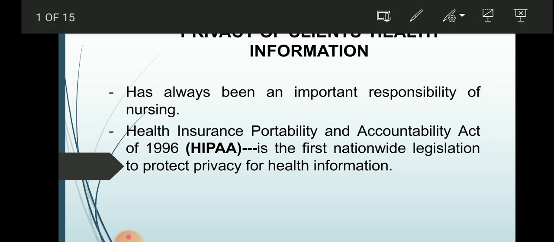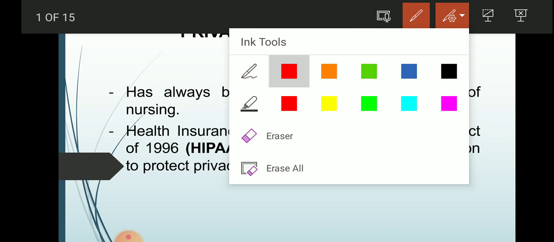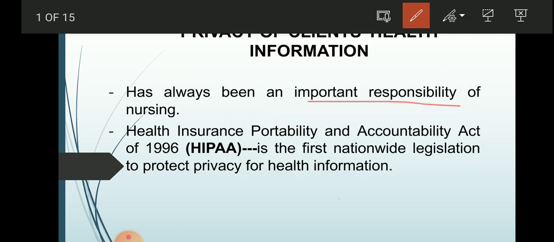Okay, this has always been an important responsibility of nursing. The HIPAA, the Health Insurance Portability and Accountability Act of 1996, is the first nationwide legislation to protect privacy for health information. So this is the first legislation created to protect the patient information.